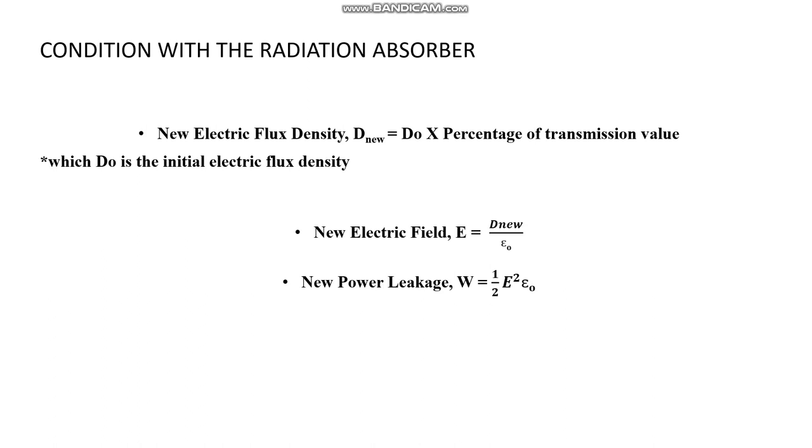So when we use the radiation absorber, there is a change in the electric flux density, where D_nu is equal to D_naught times the percentage of transmission value that we obtained previously. Then the D_nu value is used for calculating the new electric field, where E is equal to D_nu divided by epsilon naught. The new E value is then used to calculate the new power leakage, where W is equal to 1 over 2 times E squared times epsilon naught.